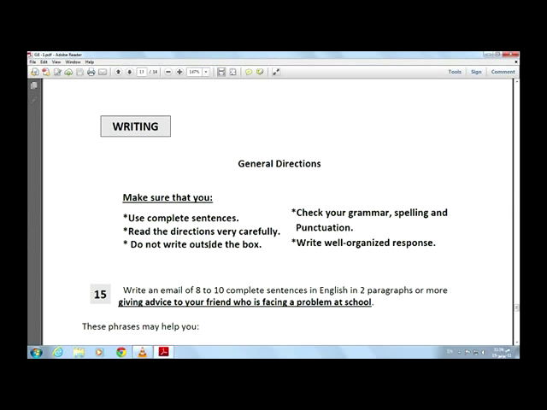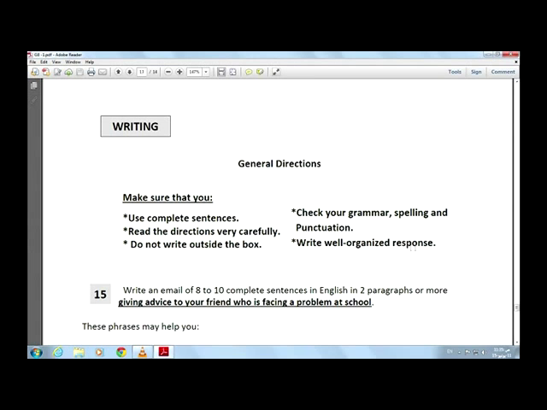Don't write outside the box. You will have a box and you have to write your paragraph inside the box. Check your grammar. For example, if they ask you about your last trip, you don't use future tenses; you use simple past. Also check spelling and punctuation. When you finish your sentence, you put a full stop, or if you have a question, you finish it with a question mark.